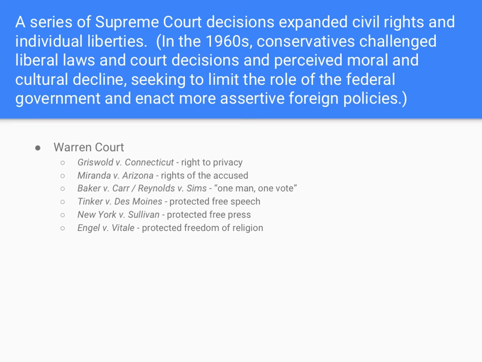Another important case in the Warren Court was Miranda v. Arizona, which protected the rights of the accused, the rights of citizens accused of crimes. And many Americans argued that Miranda v. Arizona and other similar cases took rights away from law enforcement and actually weakened our law enforcement and were going to lead to more criminal activity in the United States.